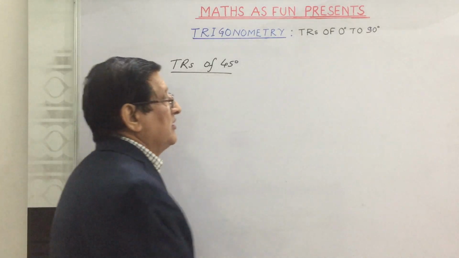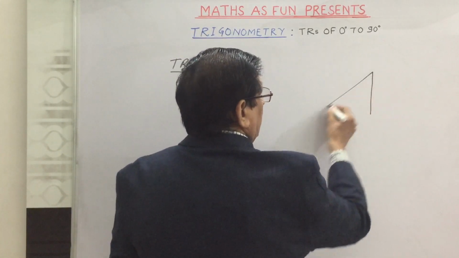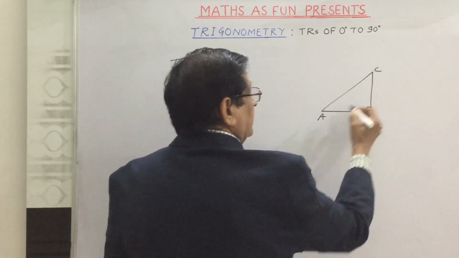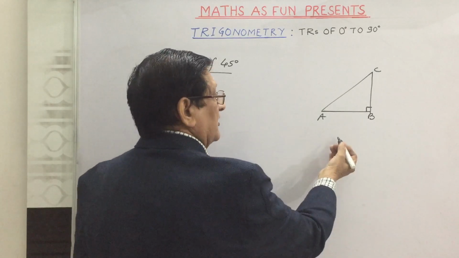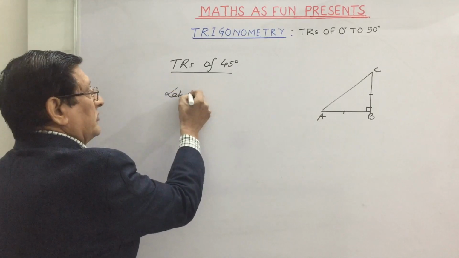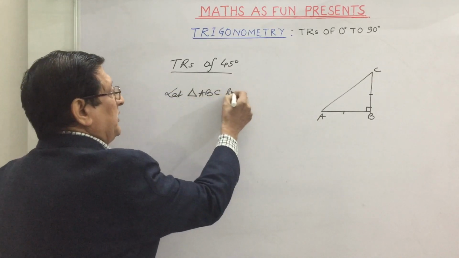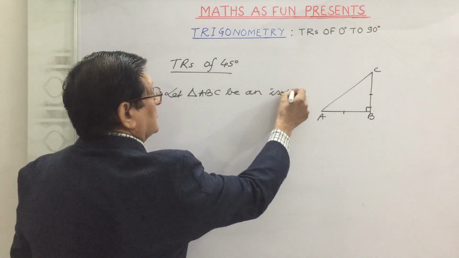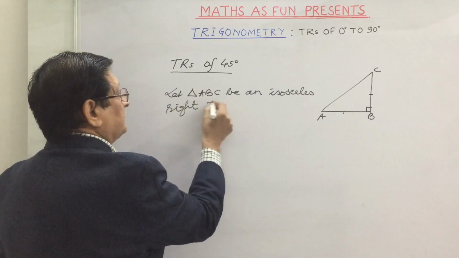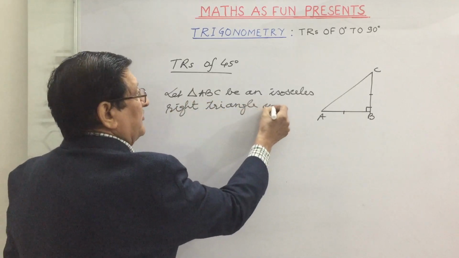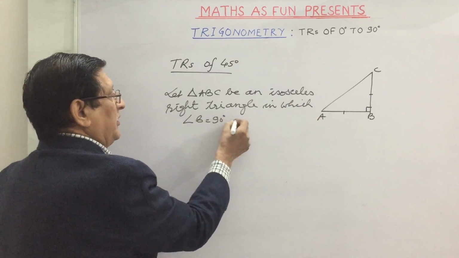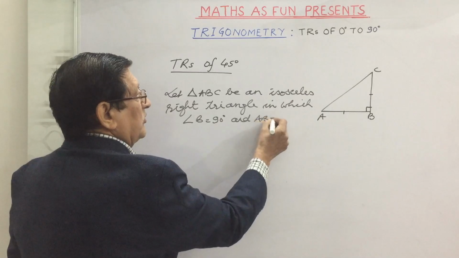What we do to find that? We take an isosceles right triangle. Suppose ABC we have taken is a right triangle and this is isosceles. Isosceles means AB and BC both are equal. So we write here, let triangle ABC be an isosceles right triangle in which angle B is equal to 90 degree and AB is equal to BC.